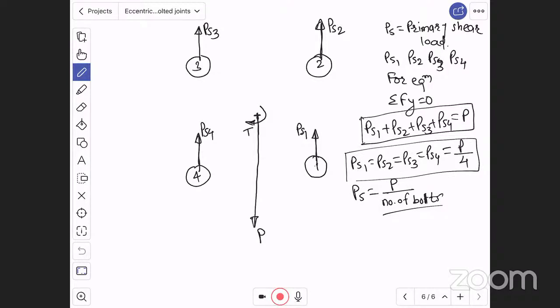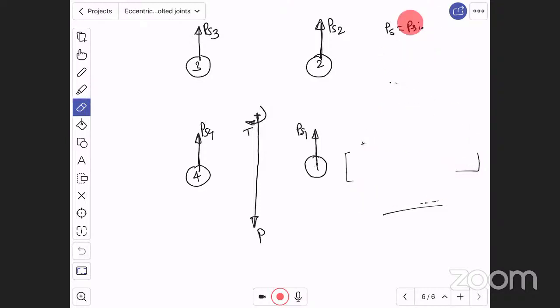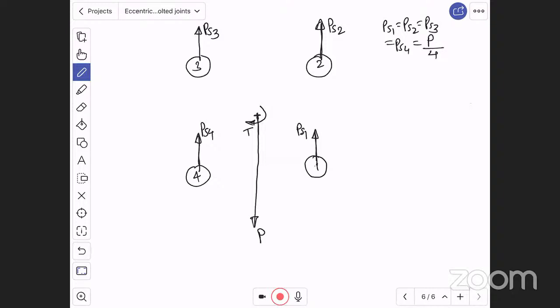So first we have calculated the primary shear loads, PS1, PS2, PS3 and PS4. PS1 is equal to PS2 is equal to PS3 is equal to PS4 is equal to force divided by the number of bolts, that is 4. Here there are 4 bolts. This we have calculated. Now let us go for secondary shear load.